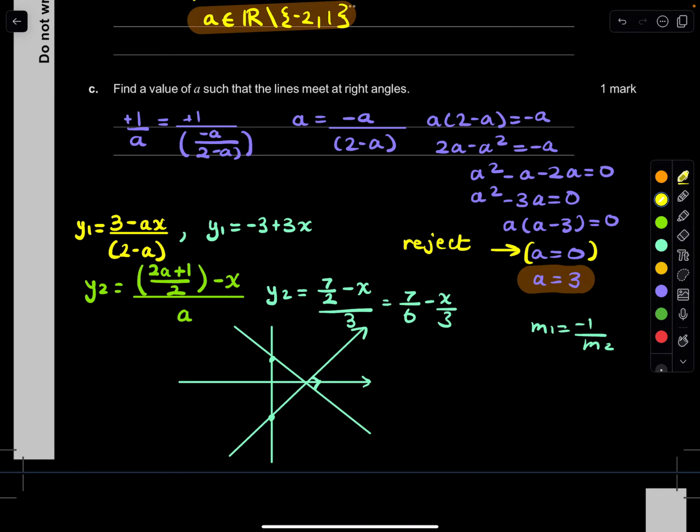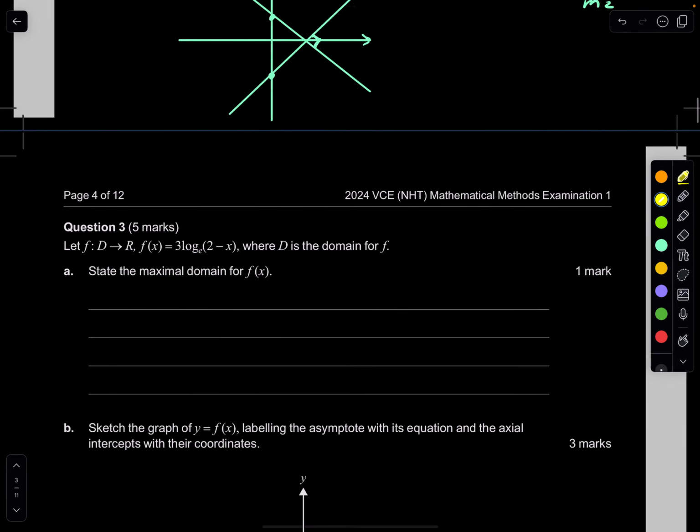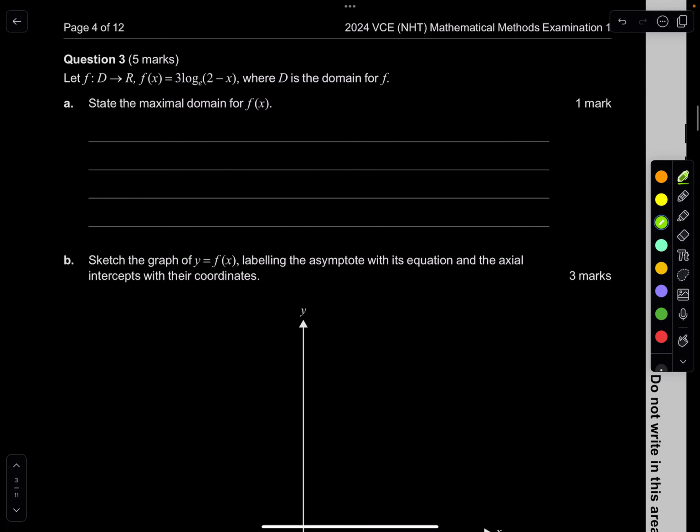Beautiful. For 1 mark, you just write a equals 3. But yeah. Question 3. Let's have a try at this one. Okay. Function f of x is given here, where d is the domain for f. State the maximal domain for f.